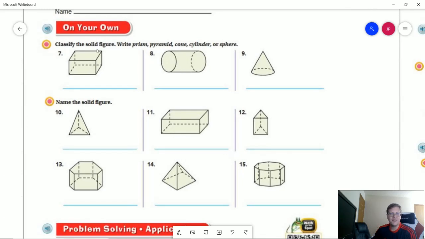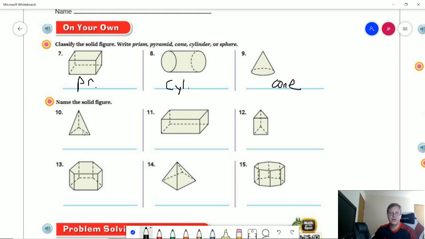So this is going to be a prism. This is going to be a cylinder. This is going to be a cone. This is going to be probably a triangular prism.